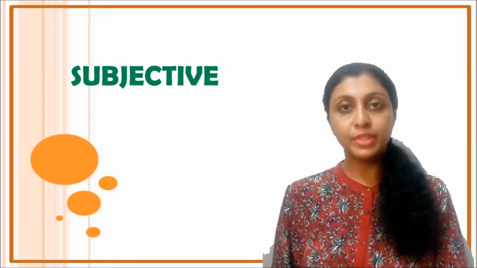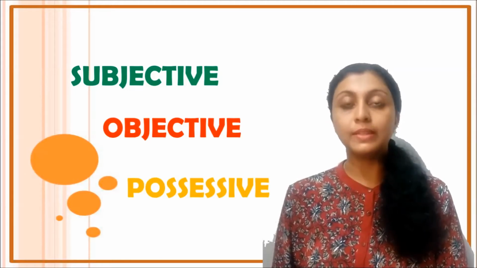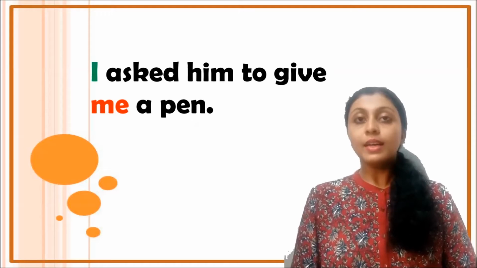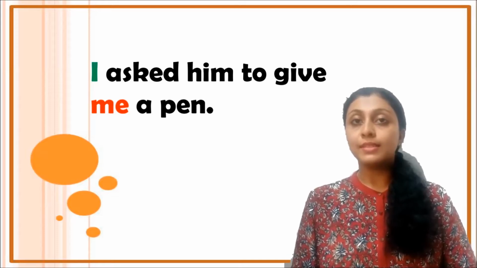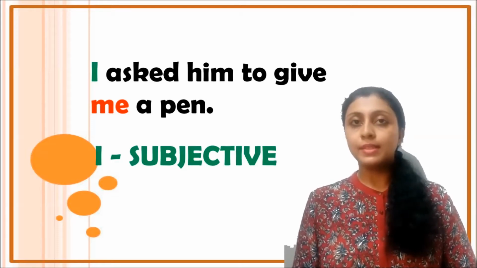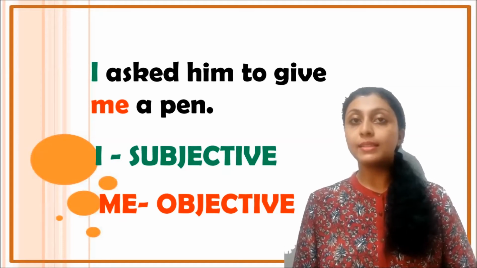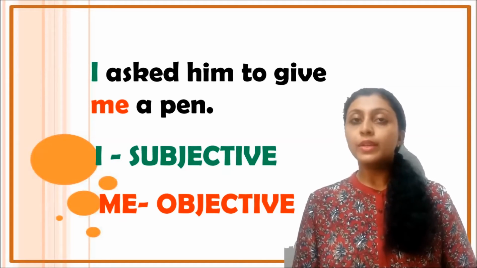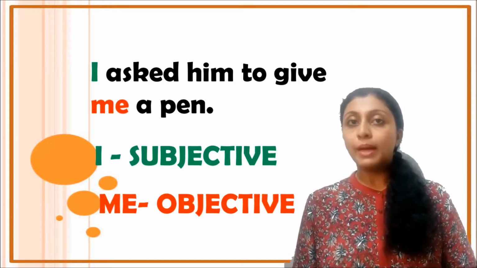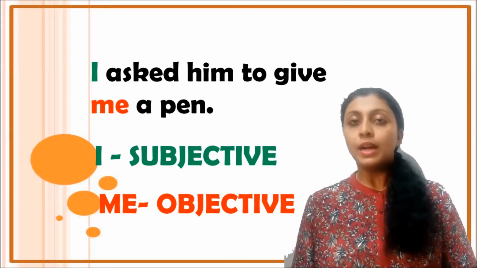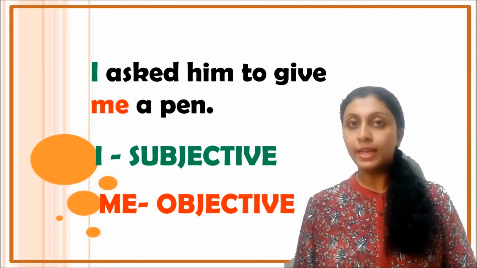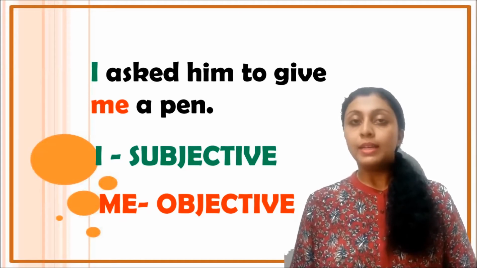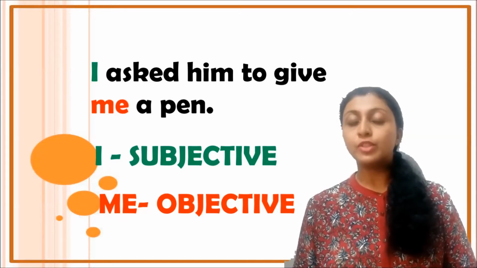Based on the position of the word in a sentence, it can be the subjective, the objective, or the possessive. There are 3 different cases. I asked him to give me a pen. The subject of the sentence here is I. And towards the end of the sentence, we've got me, which acts as the object of the sentence. So here, if you've noticed, me refers back to the subject I. In the subjective position, it is I, and when the same I is the object of the sentence, then it is referred to as me.